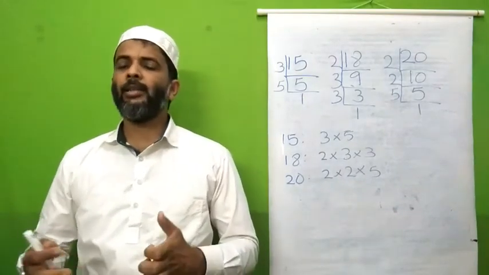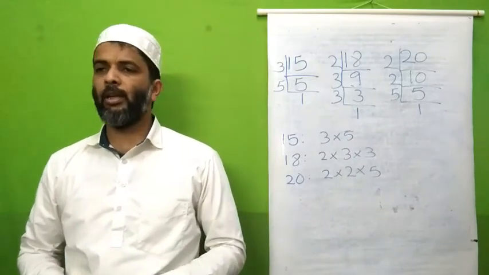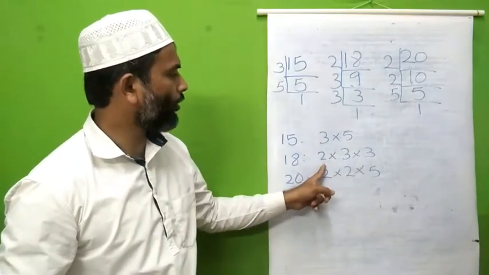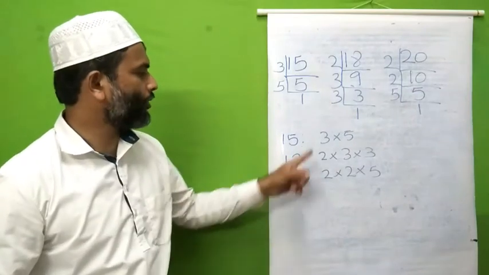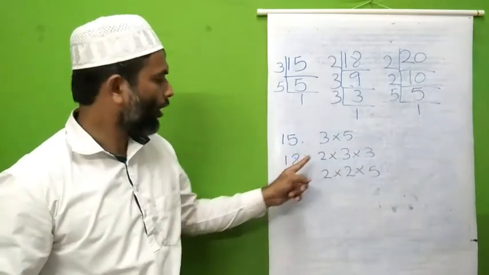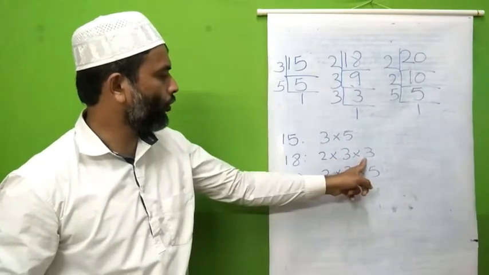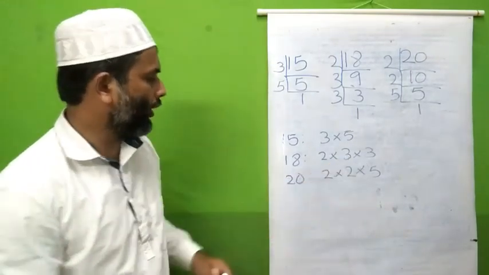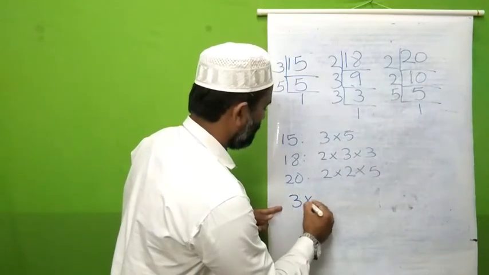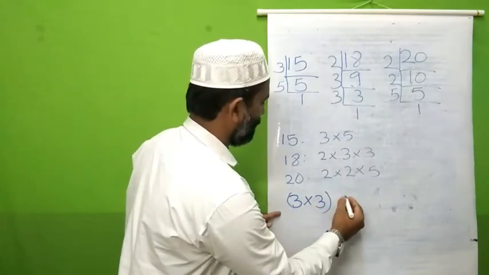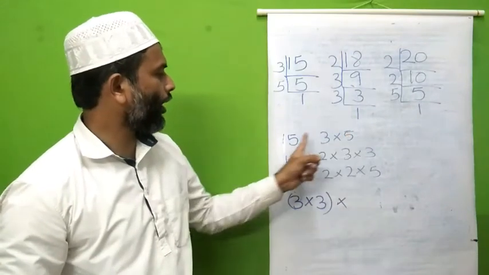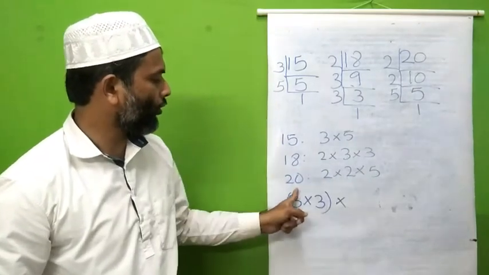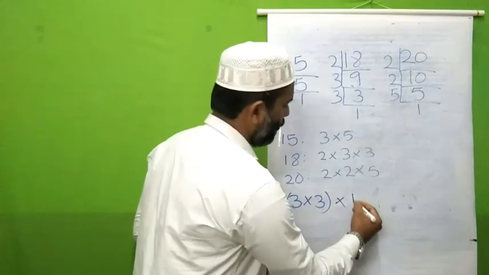Next, find the largest number of times each prime number appears in the given list. Prime factors are 3, 5 and 2. Okay, how many times 3 in 15? 1 time. How many times 3 in 18? 2 times. How many times 3 in 20? 0. So, consider 2 times. Next number 5. How many times 5 in 15? 1. How many times 5 in 18? 0. How many times 5 in 20? 1 time. So 1 into 5.